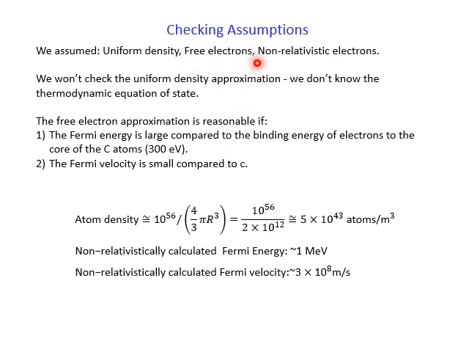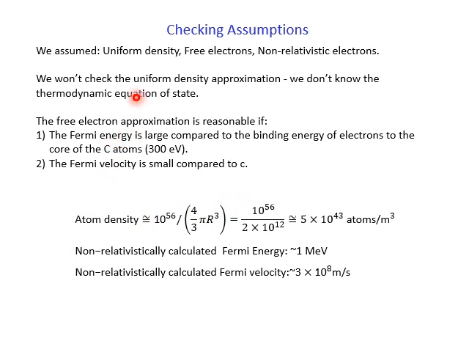We assume that the electrons are all free, and that's reasonable because the Fermi energy, when we compute it, comes out to be quite large compared to the binding energy. In fact, the Fermi energy is so large that the Fermi velocity is going to end up being a significant fraction of the speed of light. But we assumed that these are classical particles.